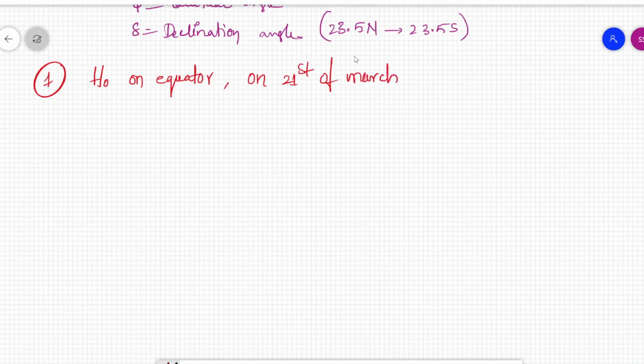Okay, so what is the H naught value on the equator on 21st of March? So what is its value? We need to find H naught here. So what is the expression for H naught?